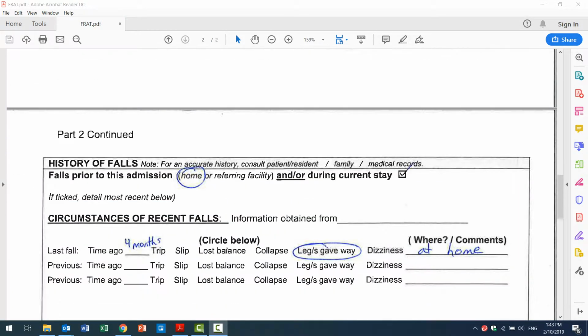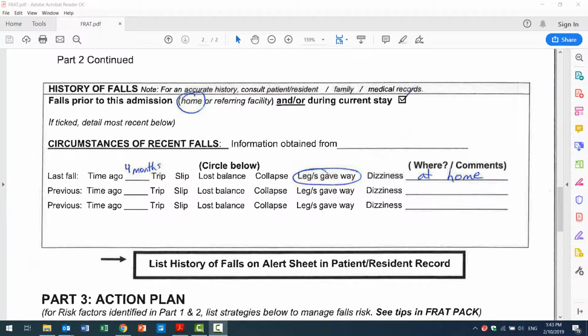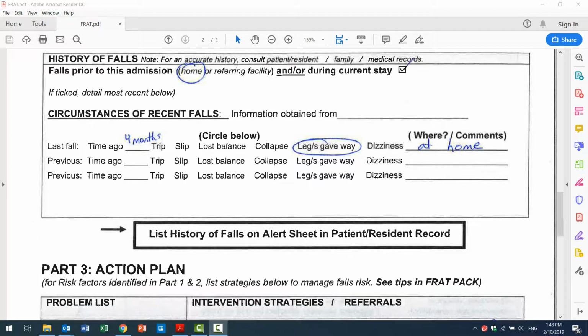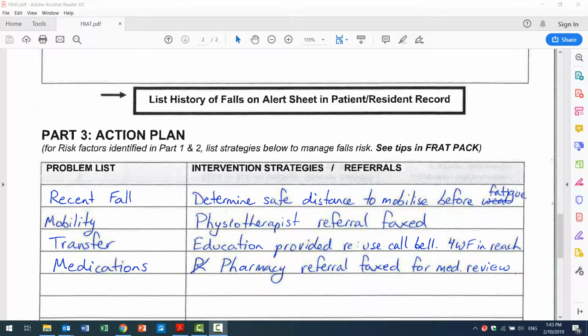Moving on to the second page. Now we're going to go into detail about the history of falls. Prior to this admission, did the patient have any falls and or during their current stay? So the box has been ticked off and it's been circled that it happened at home. So the last fall was 4 months ago. The patient states his legs gave way and it happened at home. Moving on to the action plan.